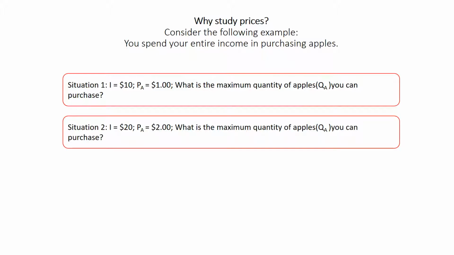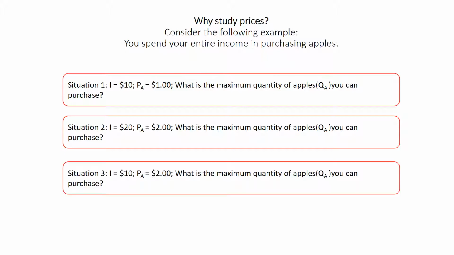Look at another example. Now suppose, as compared to the first situation, your income has increased to $20, but at the same time prices have doubled and the price of an apple has become $2. Your income has doubled, the price of an apple has doubled. So what is the max quantity of apples you can buy? It will be the same as in the first case, which is 10 apples. So you can still purchase the same amount of apples even though the income you receive has doubled.